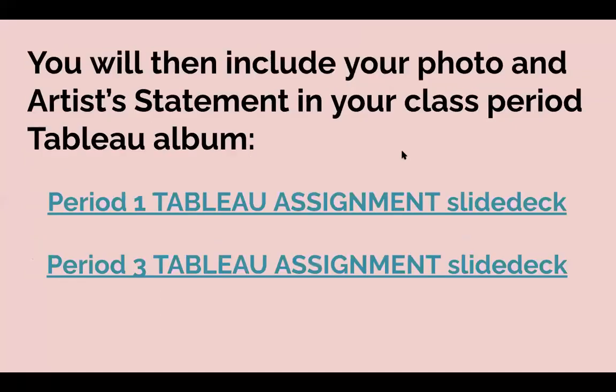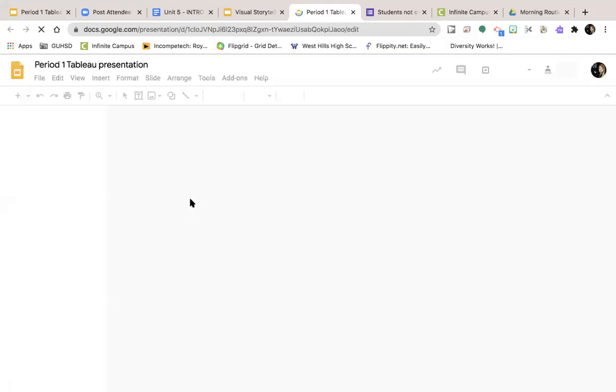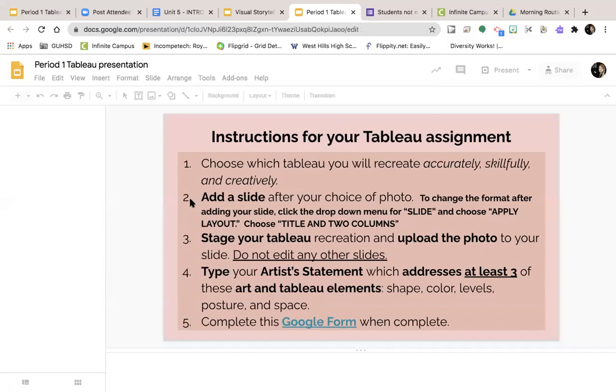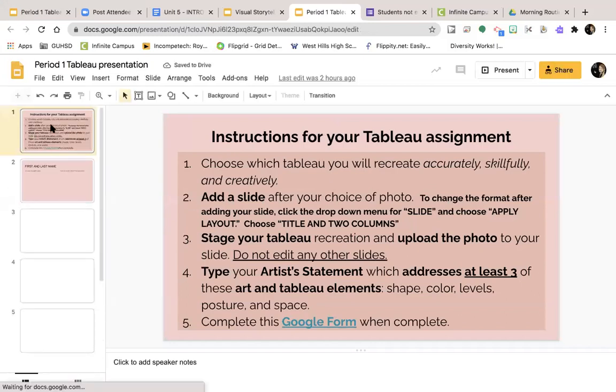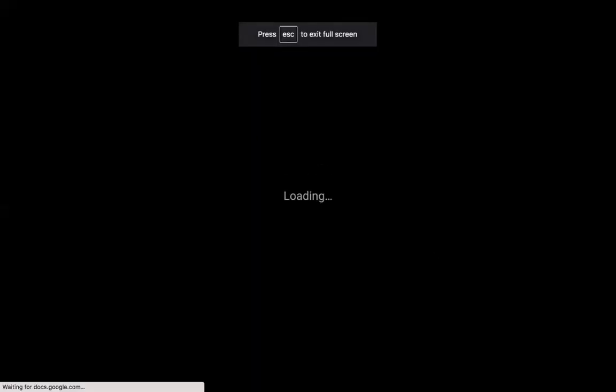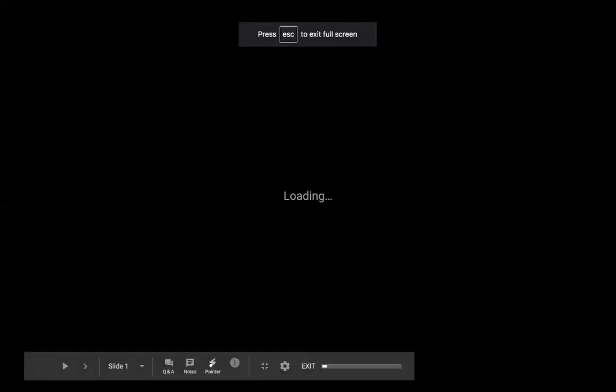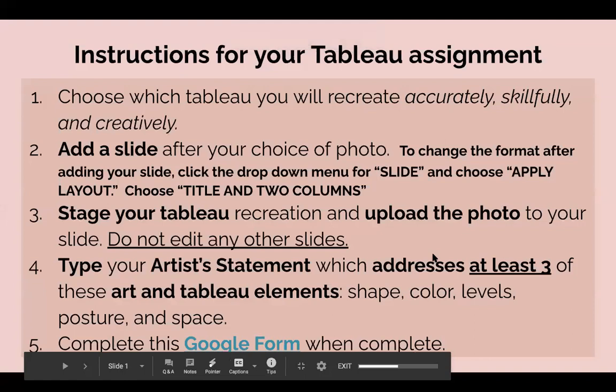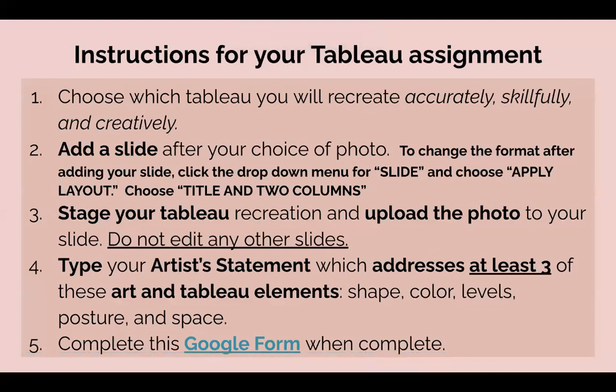And then you will include your photo and your artist statement in your class period Tableau album. So when I click here, it takes me to our class period Tableau album. And let's see here. So I have given you the instructions. So you choose, sorry, it's loading. You choose which tableau you will recreate accurately, skillfully, and creatively. Notice that I keep saying those 3 words over and over again.